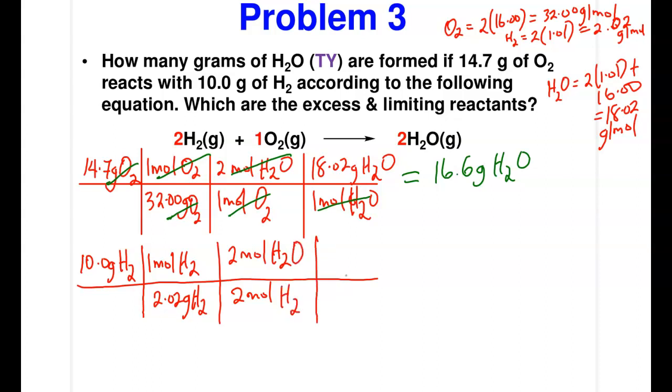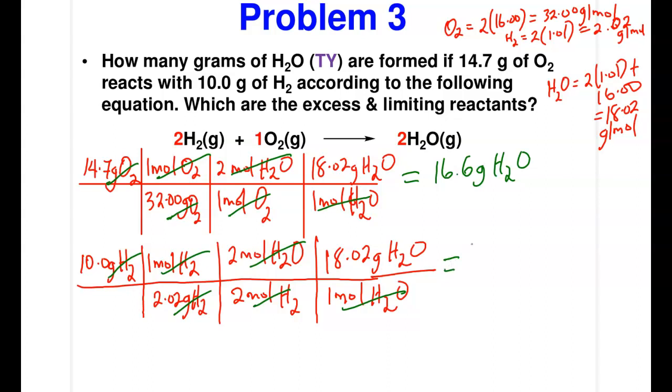And then we convert it using molar mass. What it means is that a mole of H2O will give us 18.02 grams of H2O. If I cancel all those things, this goes with this, this goes with this, now this goes with this, and when you do your multiplication, you're going to get 90.1 grams of H2O.